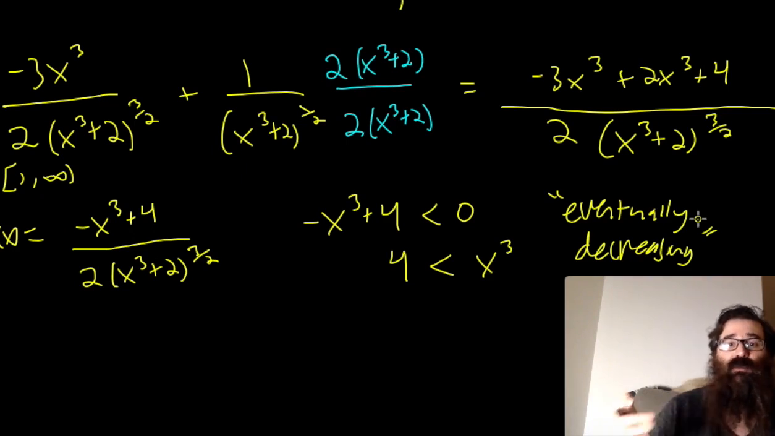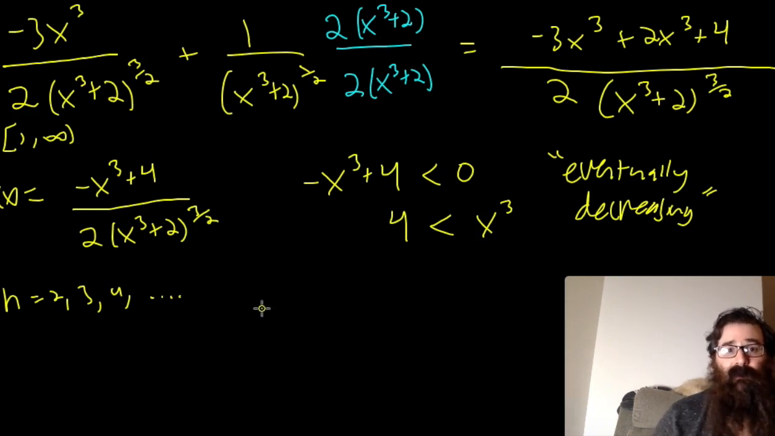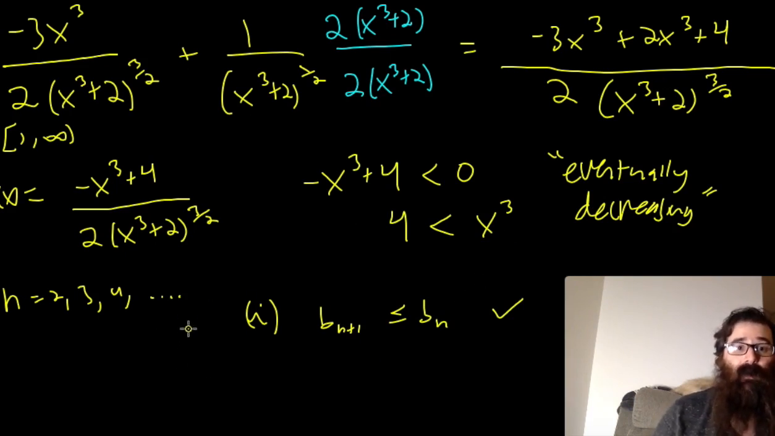So this is eventually decreasing. If I return back to that discrete variable n, we would say, well, it's not decreasing at n equals 1, but for n equals 2, 3, 4, and so on and so forth, it is decreasing. And that's good enough for what we're trying to do. So we're going to get a pass for that first condition, b sub n plus 1 is less than or equal to b sub n. It does have that eventually decreasing behavior, which then now I want to look at my limit.